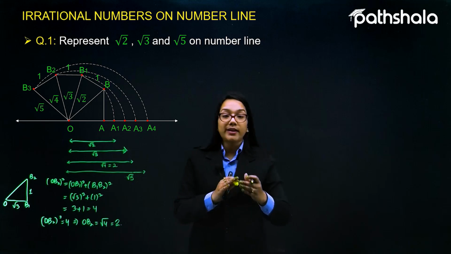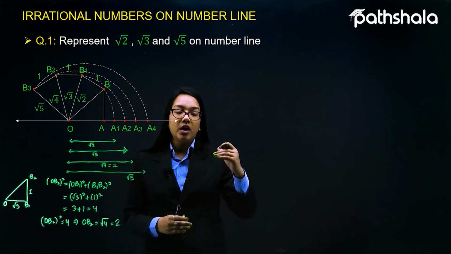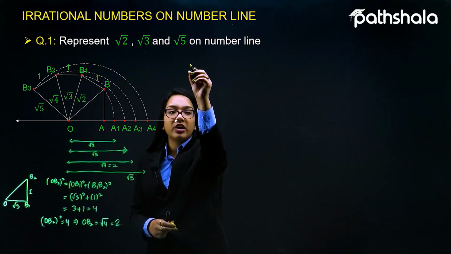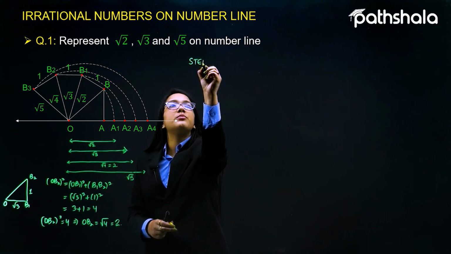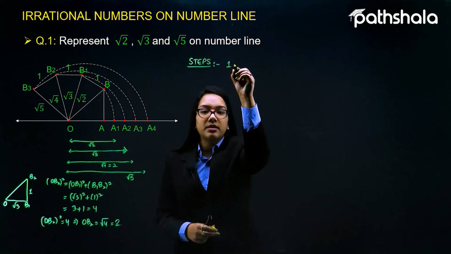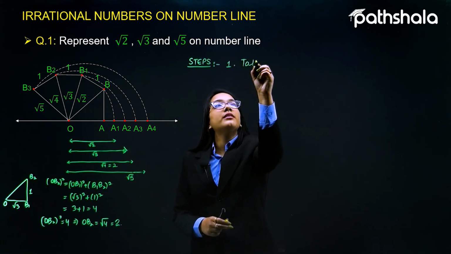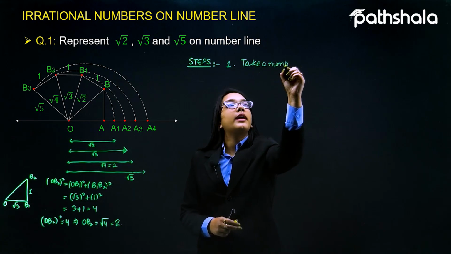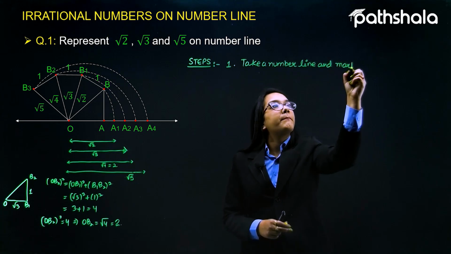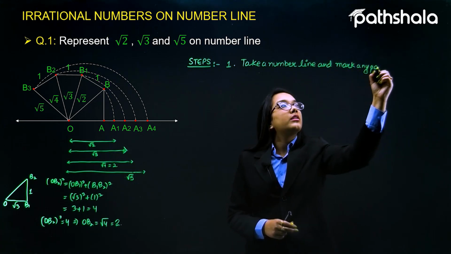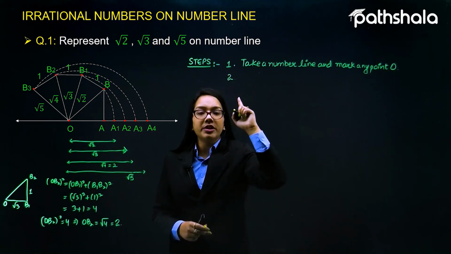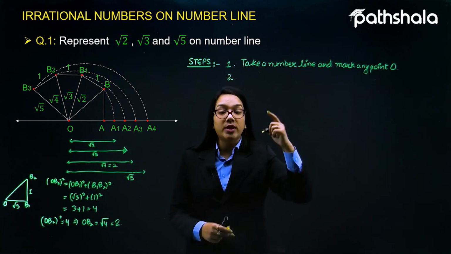So let's just write all the steps of construction that are related with the representation of all these. Let us suppose I am writing the steps over here. Step number 1: take a number line and mark any point O. Second, always remember 1 unit is 1 centimeter over here.